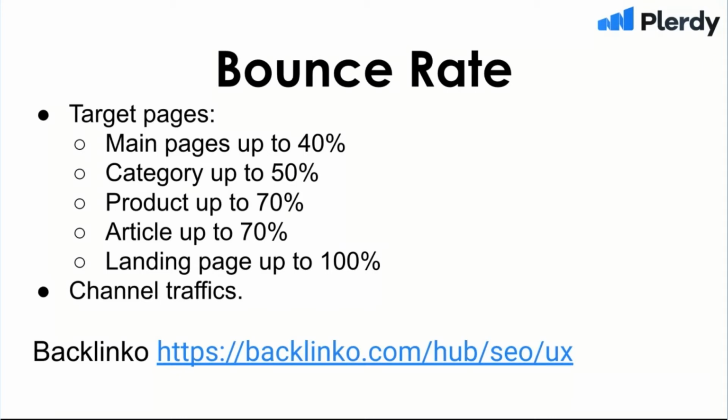And we can say that the bounce rate on the main pages is up to 40%. On the category, it's up to 50%. Products face up to 70% of bounce rate. Articles as well, up to 70%, but it's not in use because we know that reading is hard, right? Or just people do not read articles that much, which is a sad thing because there are so many cool articles. And landing pages actually suffer the biggest from the bounce rate. Okay, and channel traffics for sure. Check your traffic channels. Sorry, channel traffics.